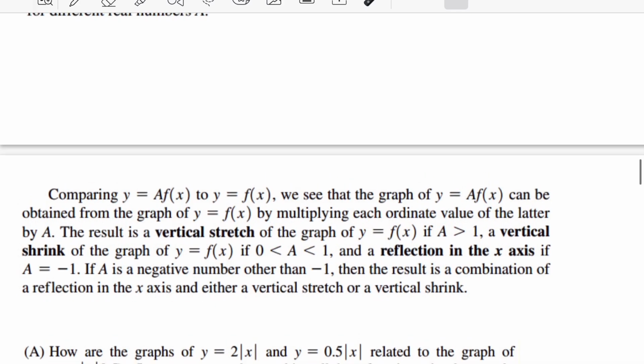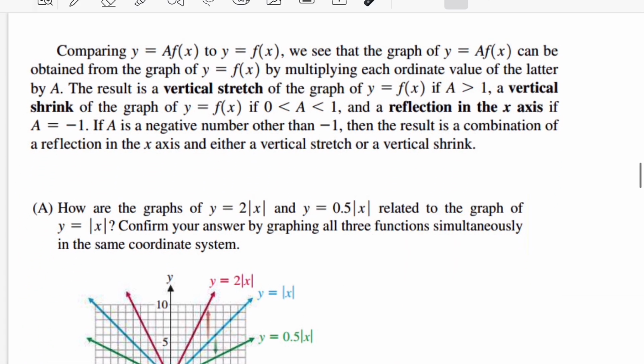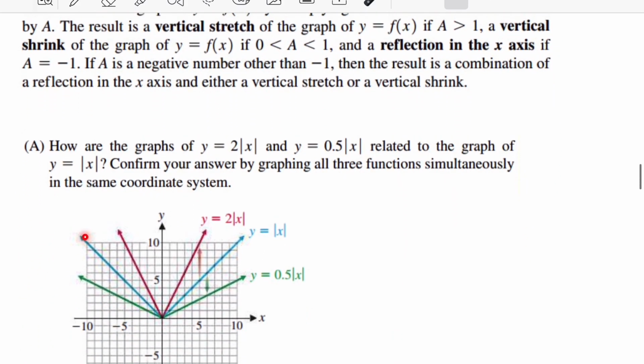So we want to see how the graphs of y is equal to 2 times the absolute value of x and 0.5 times the absolute value of x, and see how those graphs are related to the graph of the absolute value of x. So again, we all know that the graph of the absolute value of x looks like this. And so what we're going to look at is the graph of 2 times the absolute value of x. And again, what we can do is plug in numbers for x and then just multiply them by 2 and see what we get out from it.